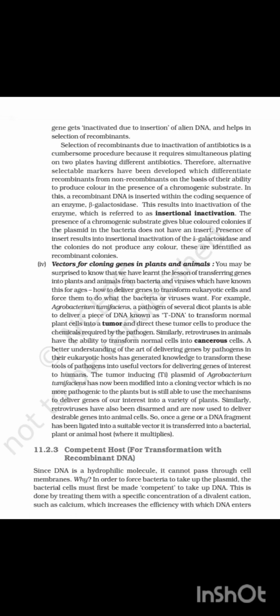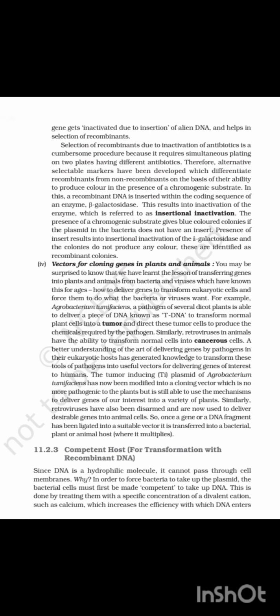The tumor-inducing (Ti) plasmid of Agrobacterium tumefaciens has now been modified into a cloning vector which is no more pathogenic to the plant but is still able to use the mechanism to deliver genes of our interest into a variety of plants. Similarly, retroviruses have also been disarmed and are now used to deliver desirable genes into animal cells. So once a gene or a DNA fragment has been ligated into a suitable vector, it is transferred into a bacterial, plant or animal host where it multiplies.